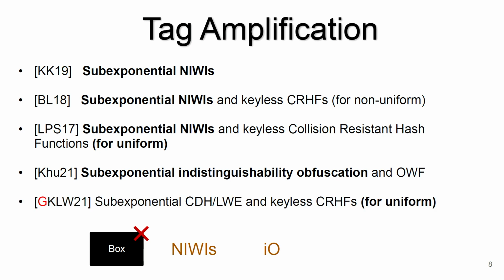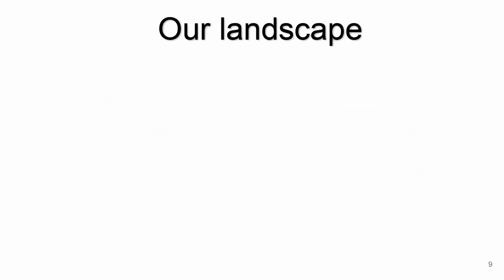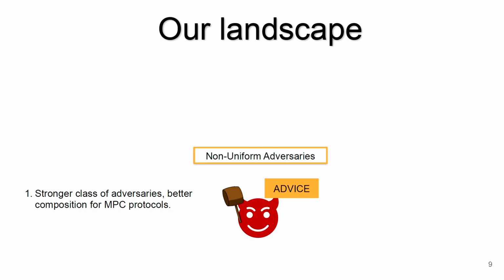In an earlier work in 2021 with the same set of authors, we actually showed how to remove NIWIs and iO, but the caveat there was that we were only able to show security for uniform adversaries. So let me explain why in our work we're going to try to get security against non-uniform adversaries. Non-uniform adversaries are a stronger model of adversarial security, where the adversary might have access to some advice string, and it's still required that the security should hold.